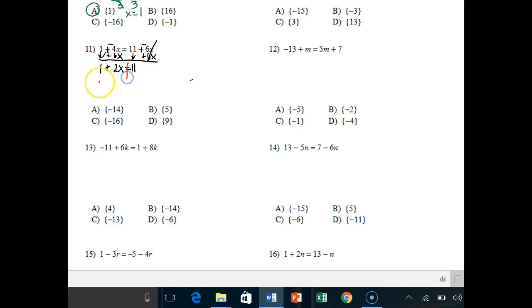That's a two-step equation. We add negative 1 to both sides. That gets canceled out. We drop down 2x is equal to 10. And then we end up by dividing everything by 2. So x is equal to 5. I'd pause and try and do number 12.